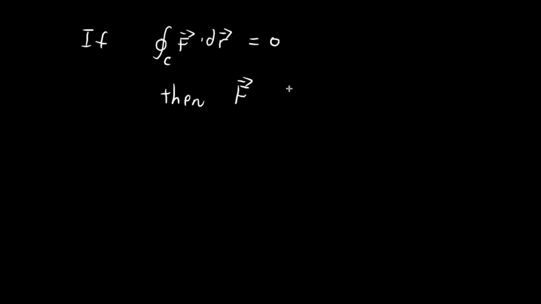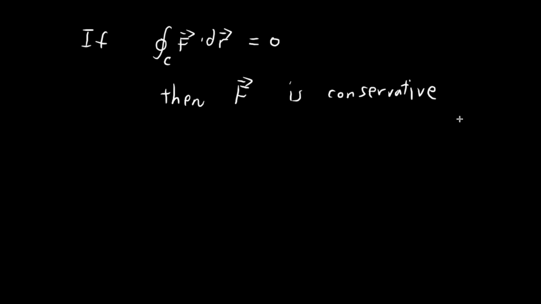So the second statement that we want to prove is the exact reverse of what we just proved. Now we want to prove that if we're given a vector field with the special property where every given closed path will have a line integral that's equal to 0, then this immediately implies that the vector field f is conservative. So this is what we're going to prove now.